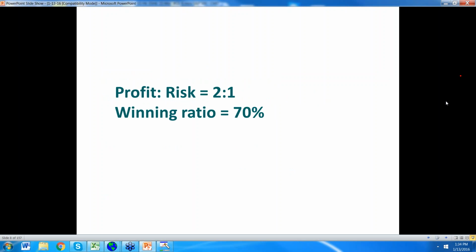We want a profit ratio. People always ask me this: about 2 to 1, and you want to win about 70% or more. If you have a high quality pattern, then you can achieve this.